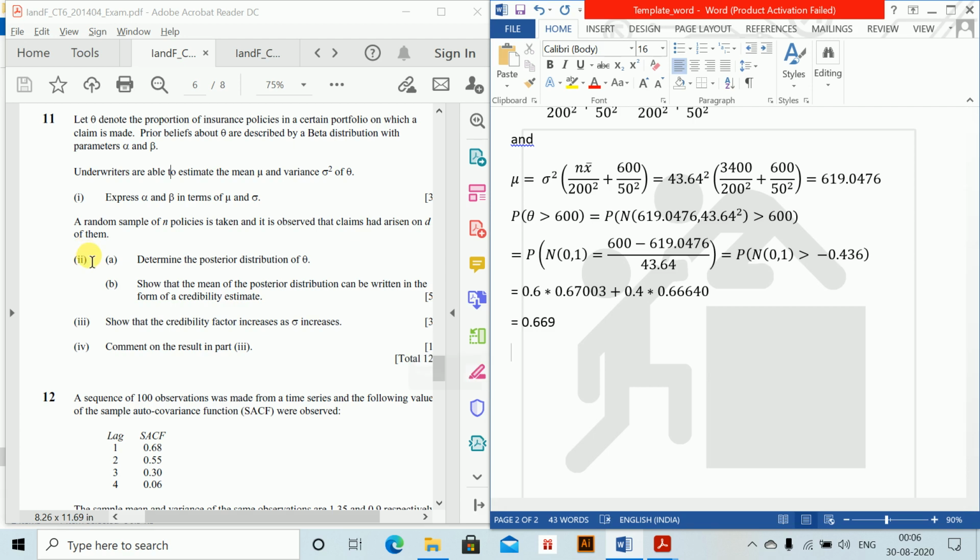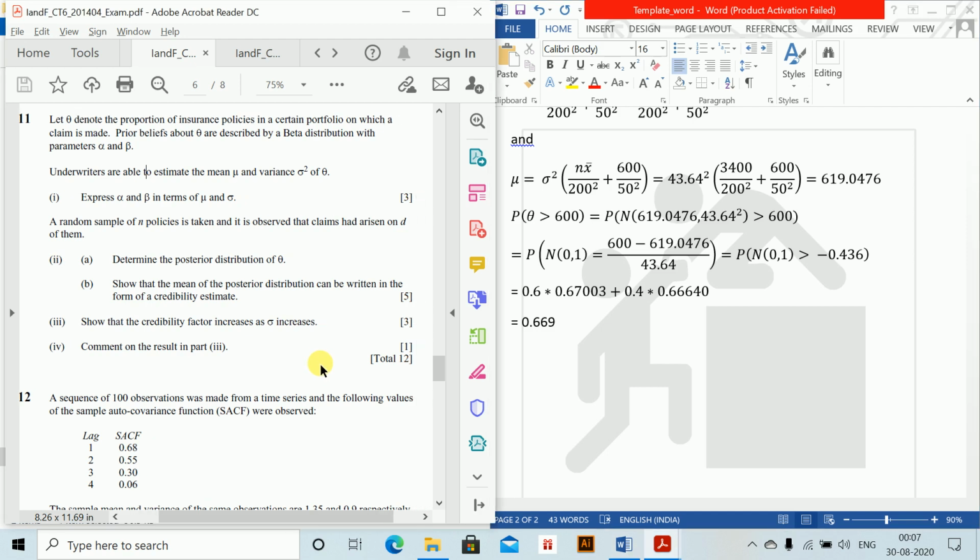Okay, and then a random sample of n policies is taken and it is observed that claims are raised on d of them. Determine the posterior distribution of theta. Show that the mean of the posterior distribution can be written in the form of a credibility estimate, and show that the credibility factor increases as sigma increases, and comment on the result.